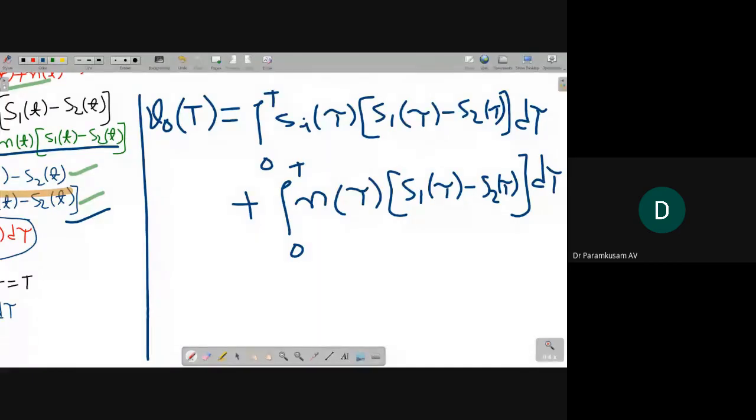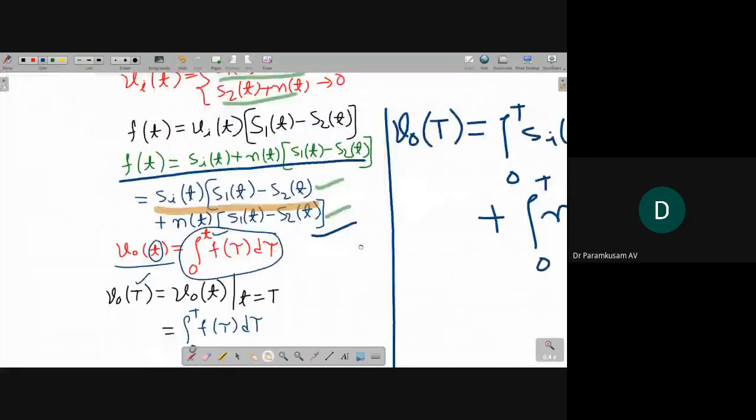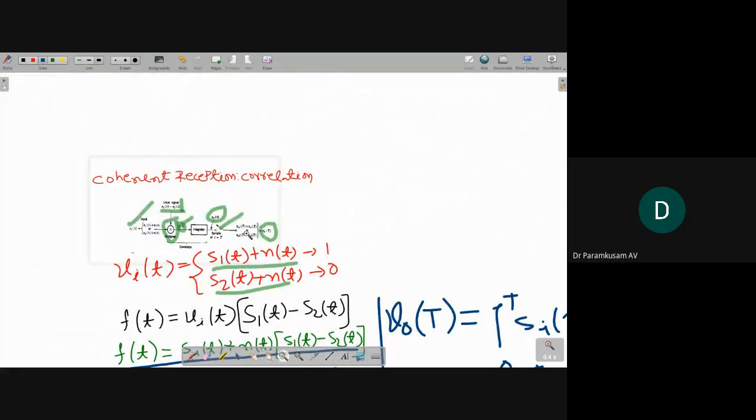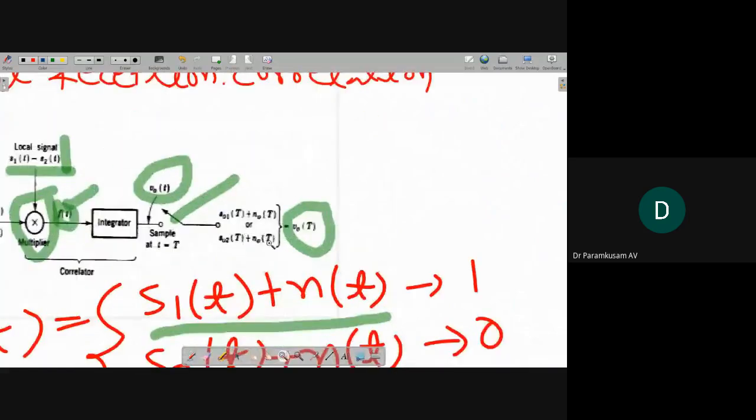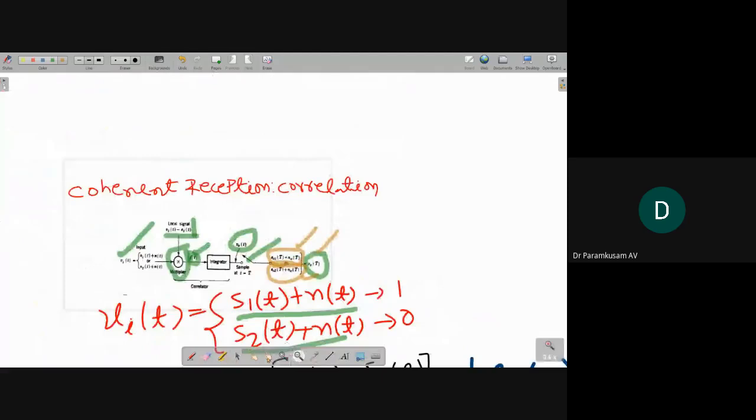But what is v0(T)? v0(T) is equal to S01(T) plus n0(T), or S02(T) plus n0(T). Either this or this. That depends upon whether S1(t) or S2(t) is transmitted.